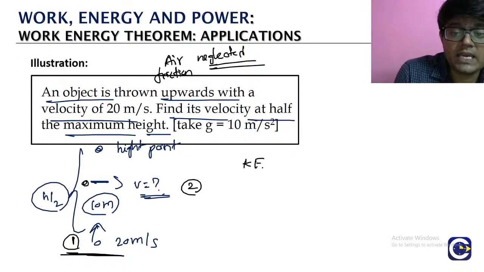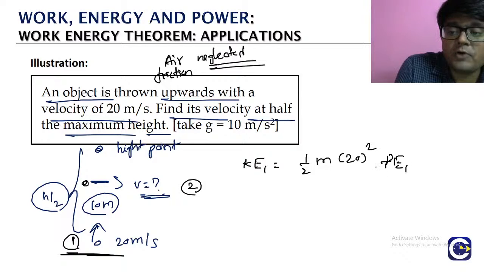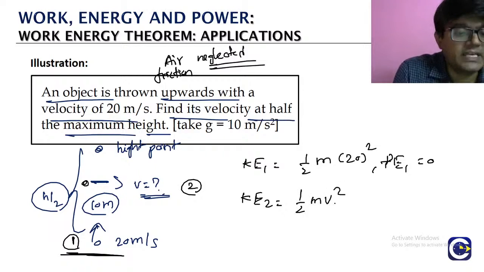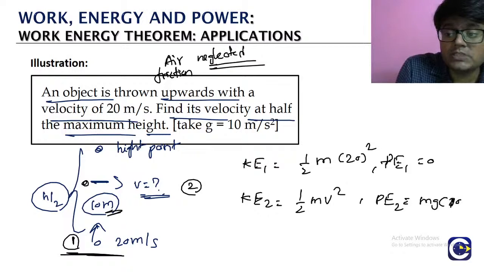So KE at point 1 is what? Half into m into 20 square, half mv square. PE at point 1 is what? 0, because that is the surface. KE at point 2 is half into m into v square, the v that we need. PE at point 2: it is at half the maximum height, which is 10 meter, since the maximum height is 20 meter. So at this location, the potential energy will be mg into 10.